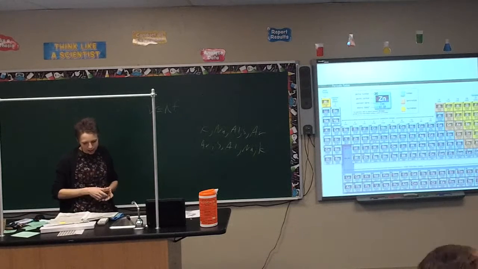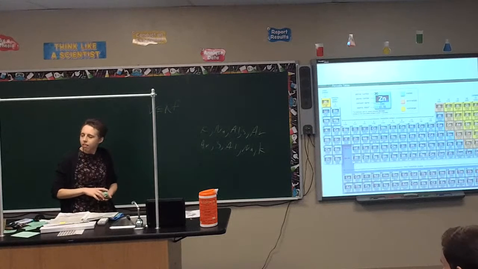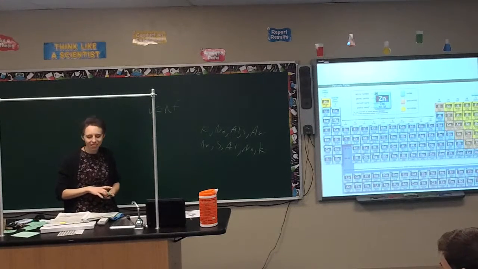Alright. What is the speed of light approximately in a vacuum? It's a number. 3.0.